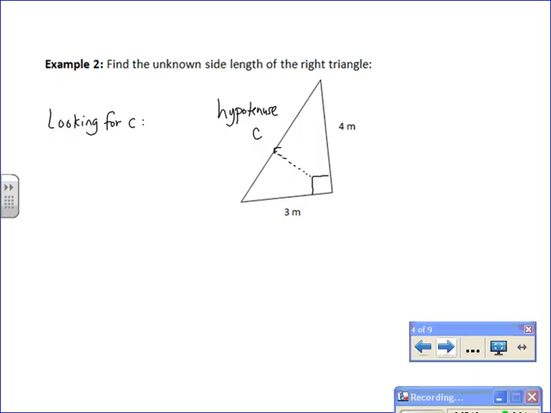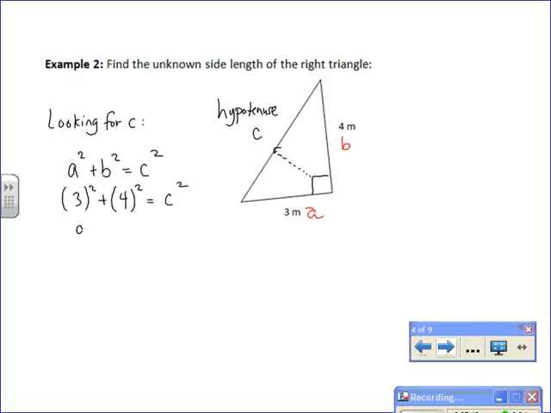Now that I've figured out where the hypotenuse is, I can label the other two sides A or B, and it really doesn't matter what order. So I could call this one A and this one B, and that's fine. Okay, so let's use our Pythagorean theorem. A squared plus B squared equals C squared. Plug in the values that you have. So let's put in a 3 for A. Okay, plus a 4 for B. And that's going to be equal to the hypotenuse squared.